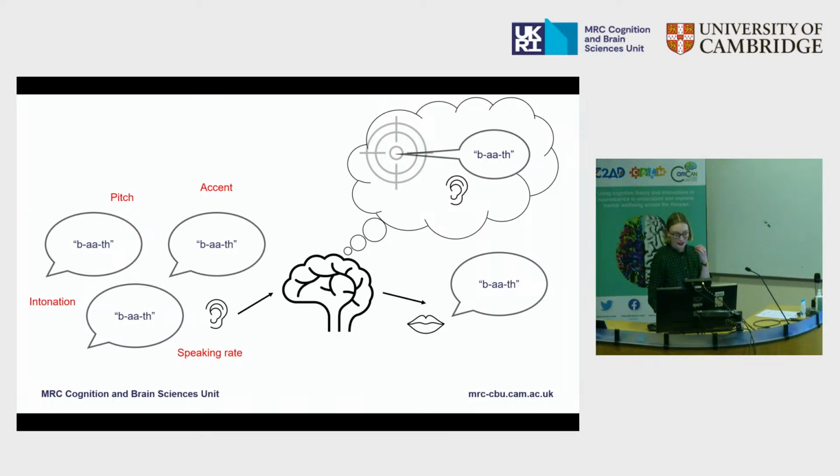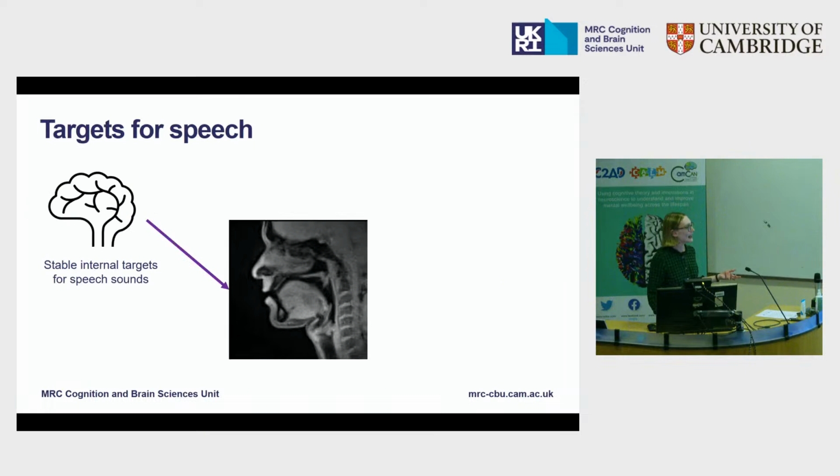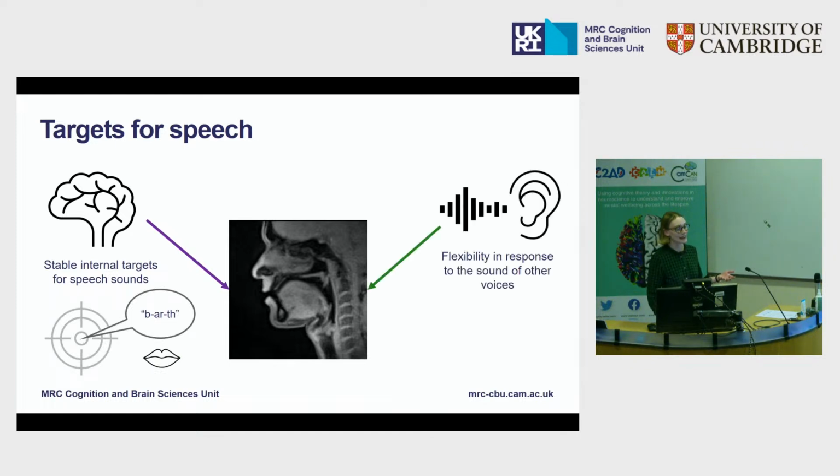And of course, there are limits to this process, so it's not the case that we come away with a completely different accent each time we talk to a different speaker. And so the brain therefore needs to balance, on the one hand, the need to maintain a consistent vocal identity, so with stable internal targets for how we think particular words should sound. But on the other hand, it's important that there's a certain degree of flexibility in these targets so that they can be updated when we're exposed to other voices. And so my research looks at the interplay between these two and how they determine the sound of our voice.